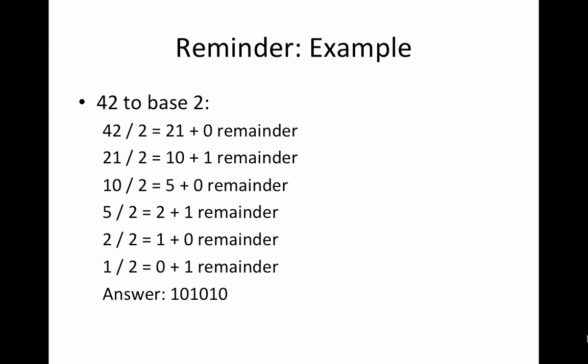We keep on dividing until the result of the division, the quotient, is 0, and at that time we read from bottom to top all of the remainder values, and this is how we come up with the binary representation. So because the last remainder was 1, the leftmost bit will be 1, and so forth.